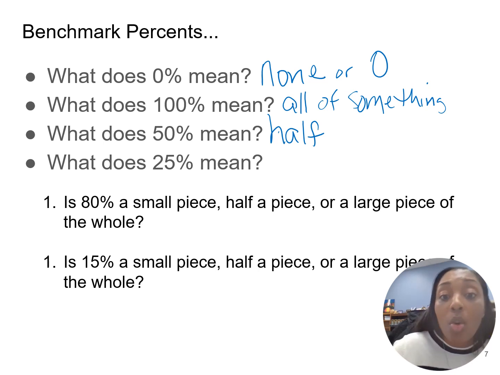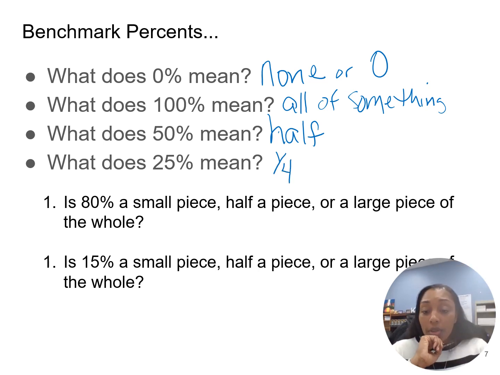25% means 1/4. And so that means if I were to take something and break it into 4 equal sized pieces, you would get one of those equal sized pieces. So 25% always means a fourth. And remember, the closer you get to 100%, the bigger the piece is. The closer you get to 0, the smaller the piece is.